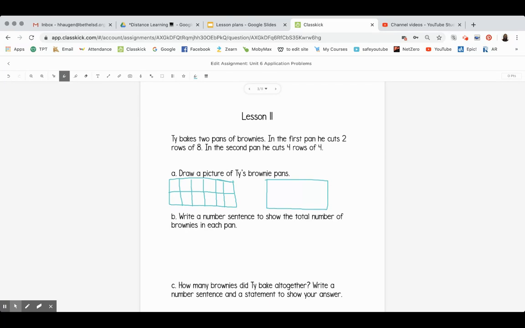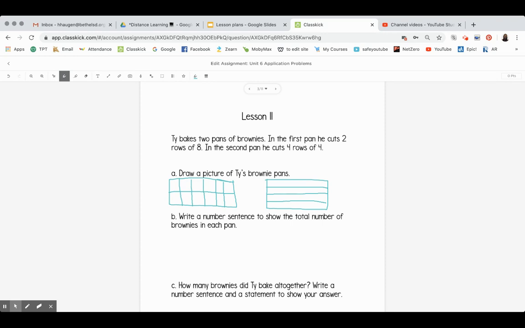2 rows of 8. In the second pan, it says that Ty cut 4 rows of 4. So to get 4 rows, I need to draw 3 lines. So I need to draw a top row and then a bottom row. And oops, that is again off a little bit. I have to make them a little bit thinner to get 4 rows in here. And then I'll split this middle one in half. So now I have 1, 2, 3, 4. The hardest part for this is drawing the rows correctly.